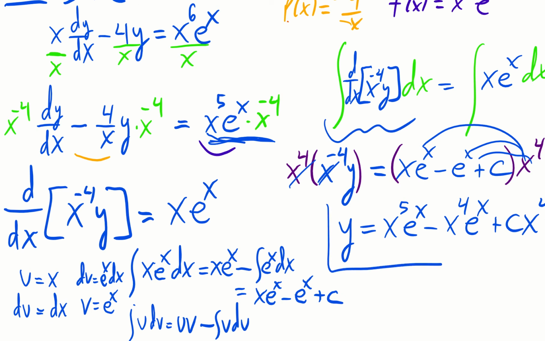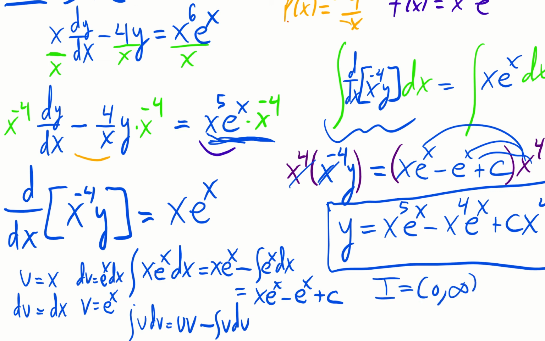So this is our solution, but let's talk about this solution. If this solution was taken out of a vacuum, and if you looked at it, the thing that's interesting is that this function is actually defined for all real numbers. It's defined from negative infinity to positive infinity, because it's just polynomials times exponentials. However, as a solution to our differential equation, it's defined on the interval 0 to infinity. So keep that in mind here.